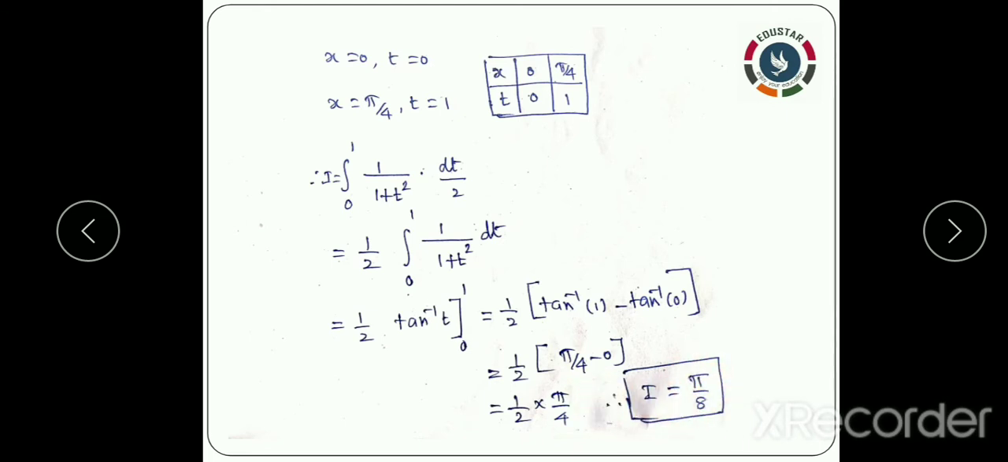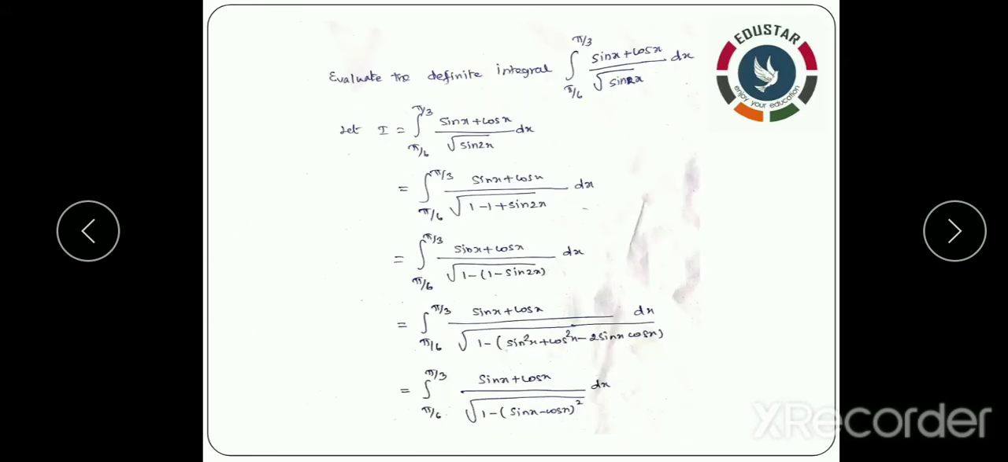This is the answer. The next one: evaluate the definite integral from π/6 to π/3 of sin x plus cos x by square root of sin 2x dx. We need to integrate. Let us assume I equals the integral from π/6 to π/3 of sin x plus cos x by square root of sin 2x dx.